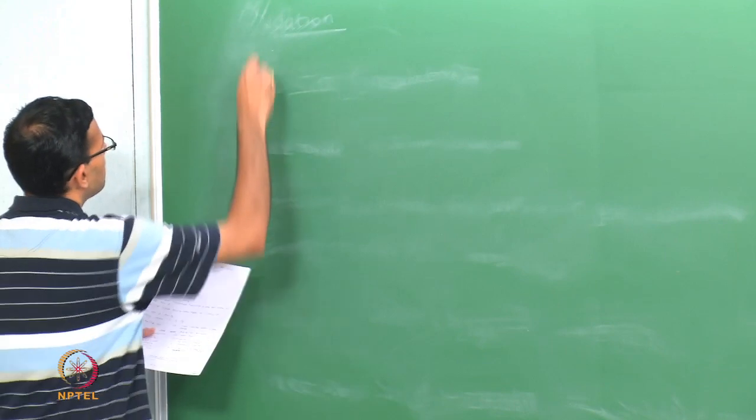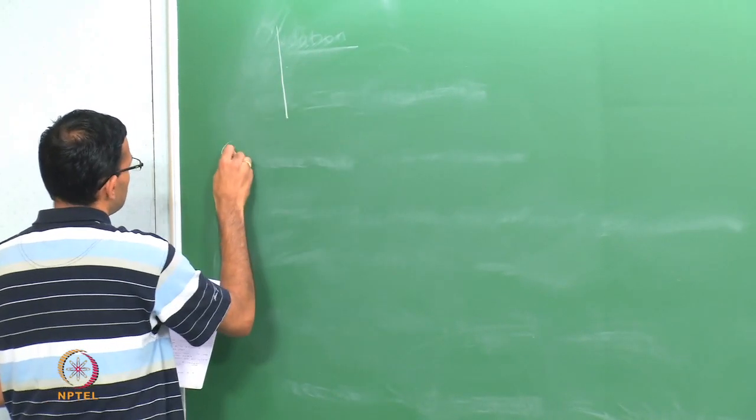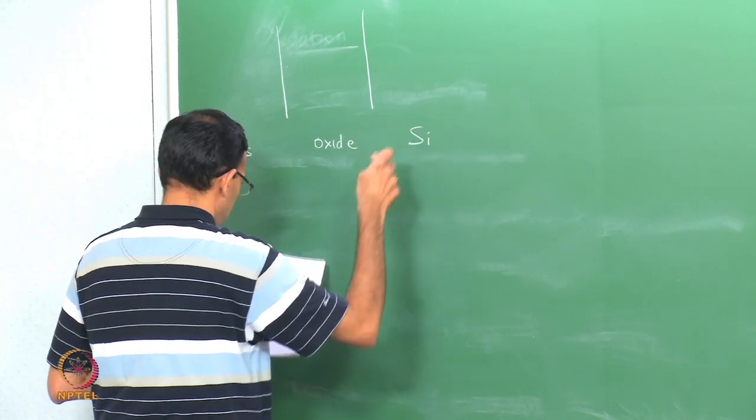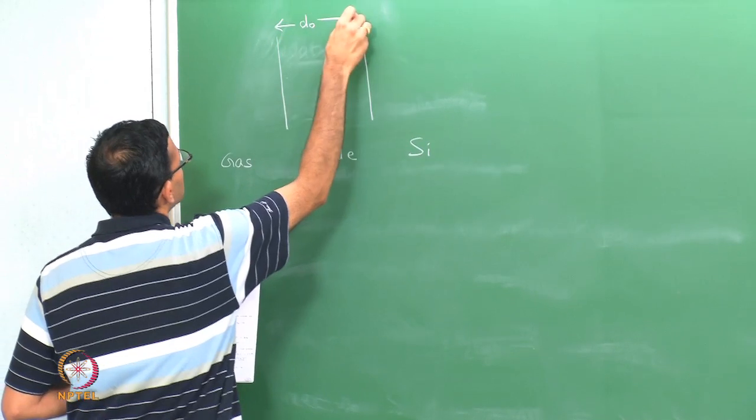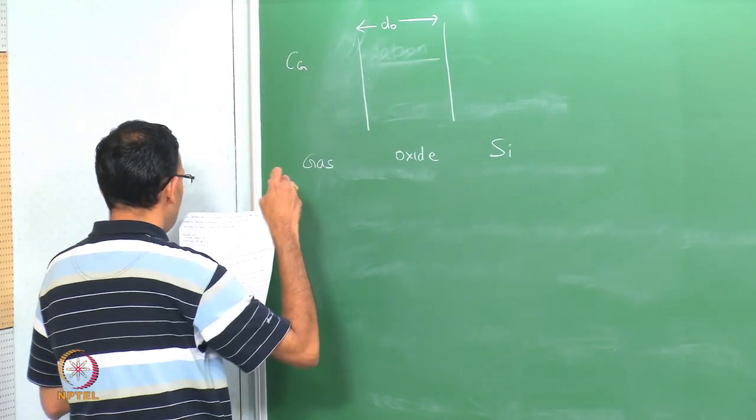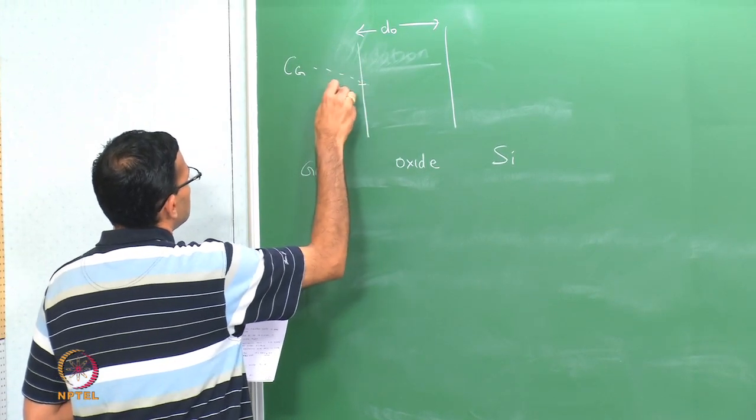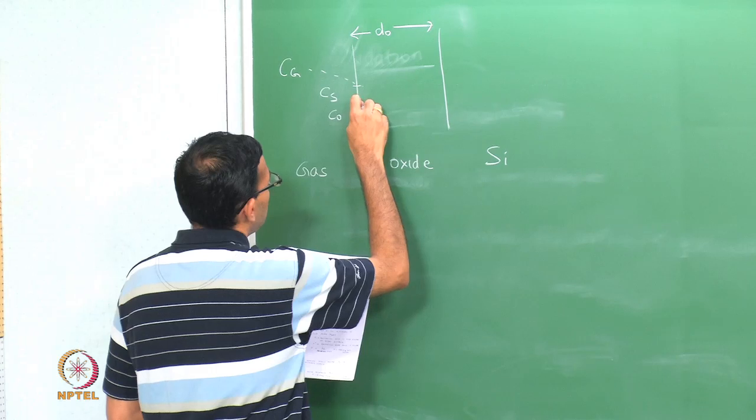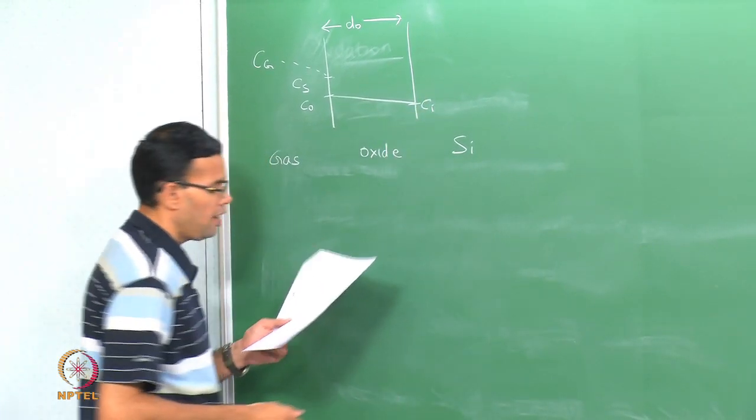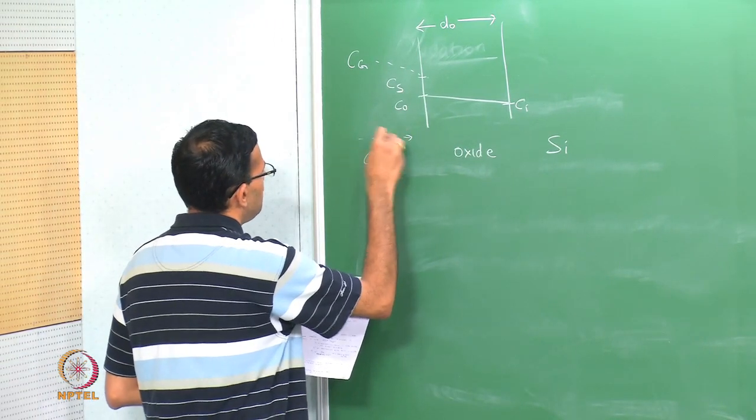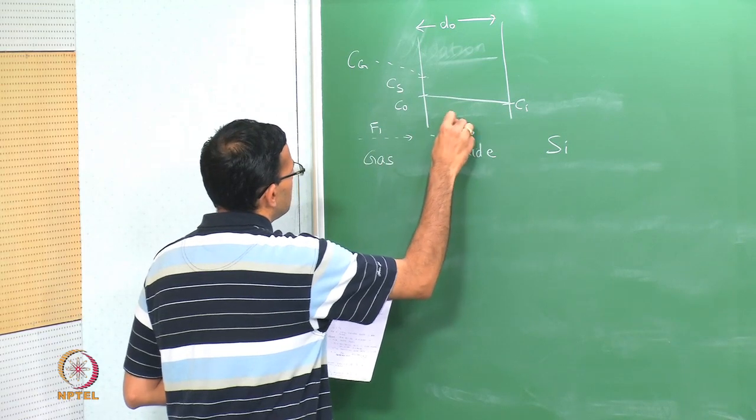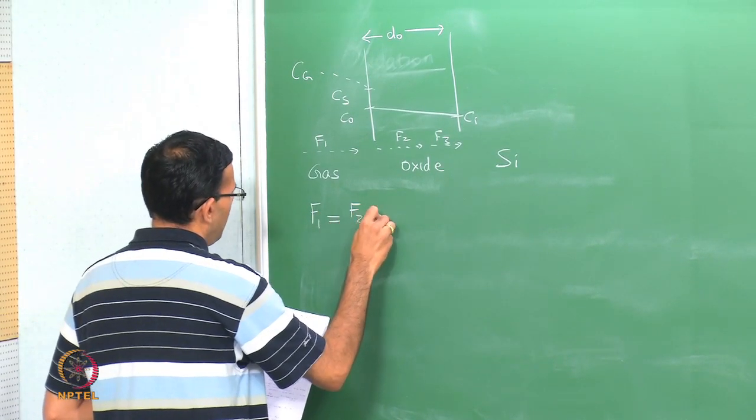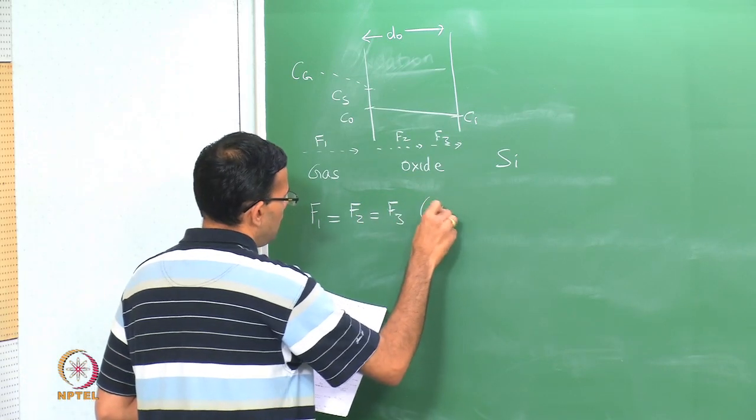So, let me just redraw the diagram. I have a gas phase, I have an oxide phase, and then I have a silicon. The oxide has some thickness D0. The gas has a bulk concentration Cg and there is a surface concentration Cs. Within the oxide, there is a concentration C0 at the surface and Ci at the interface. We also saw there were three fluxes, F1, F2 and F3, and F1 equal to F2 equal to F3 in steady state.